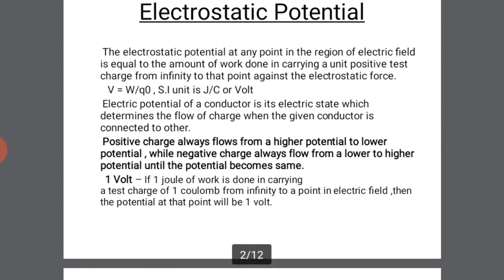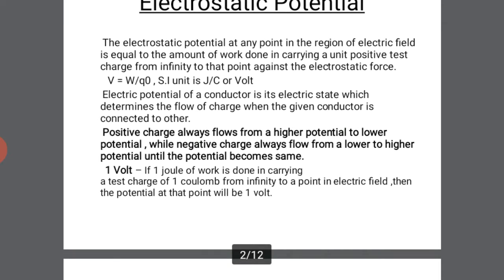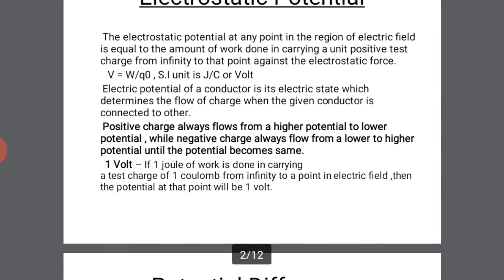Electrostatic potential of a conductor is the electric state which determines the flow of charge when the given conductor is connected to another. Positive charge always flows from a higher potential to a lower potential, while negative charge always flows from a lower potential to a higher potential. It happens until the potential of both conductors becomes the same.